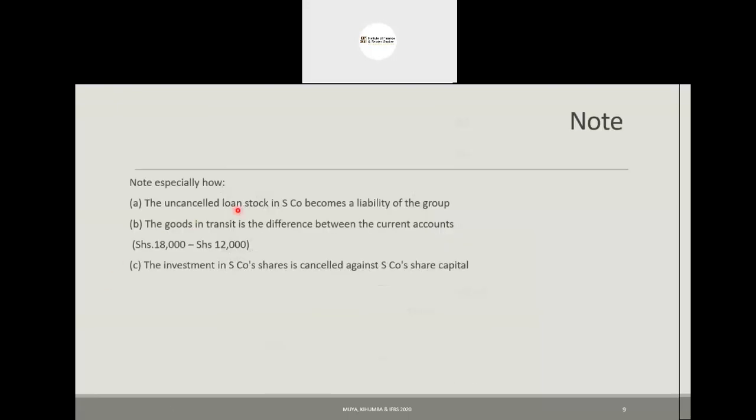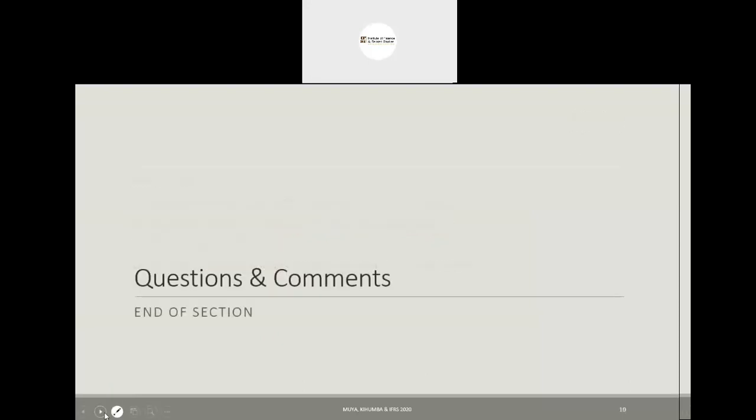Note that the uncancelled loan stock in S becomes a liability of the group. Goods in transit is the difference between the current accounts. The investment in S is cancelled with S company's share capital.